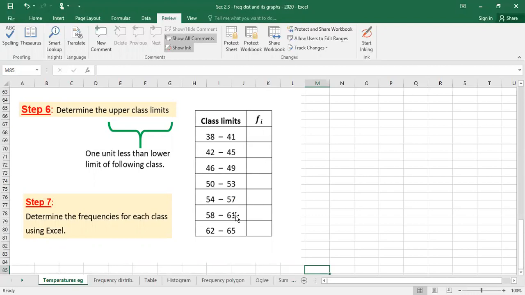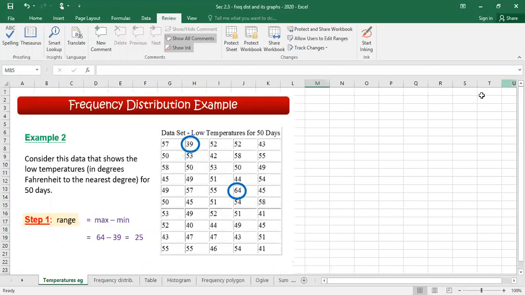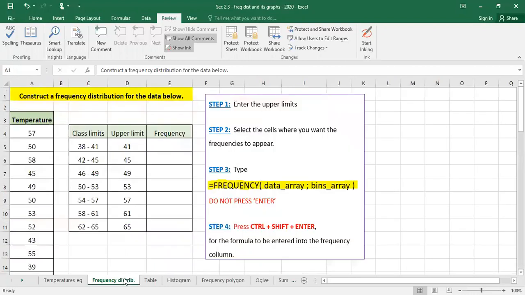So this is where we can use Excel. All that data that we had right at the top, here I've typed all of it out into column A. And we want to do a frequency distribution. So I've got my class limits here. And for Excel, we're going to need the upper limits for those classes. That's what Excel uses.